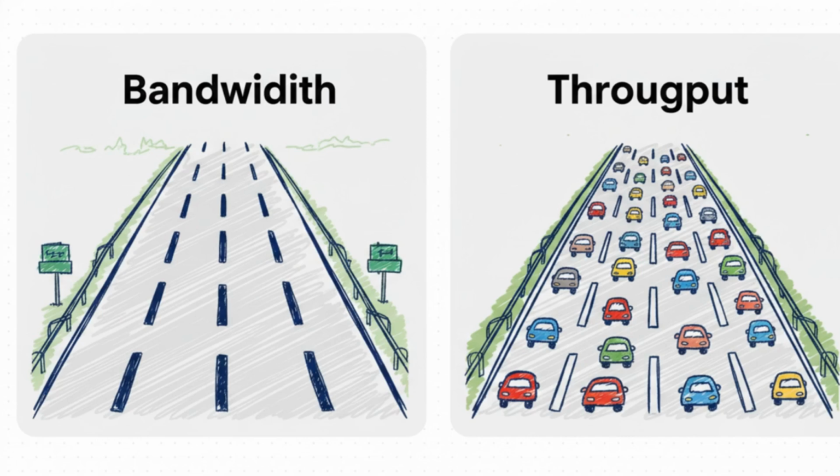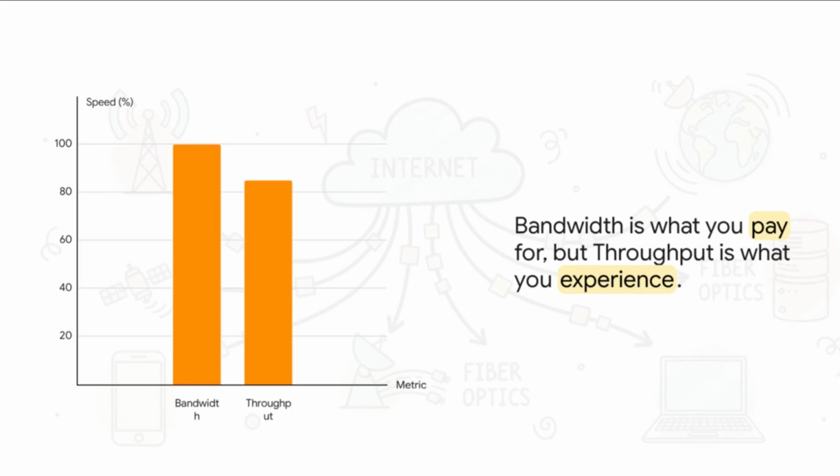Simple. But on the right, we have throughput. This is the actual speed you experience. This is how many cars are really getting through during rush hour, which can be affected by traffic jams or, for us, network congestion. And this visual just makes it crystal clear. Your internet plan might promise a certain amount of bandwidth, that's the 100% potential, but your actual speed, your throughput, might be a little less because other people are using the network too. So the key takeaway here is, bandwidth is what you pay for, but throughput is what you actually get.